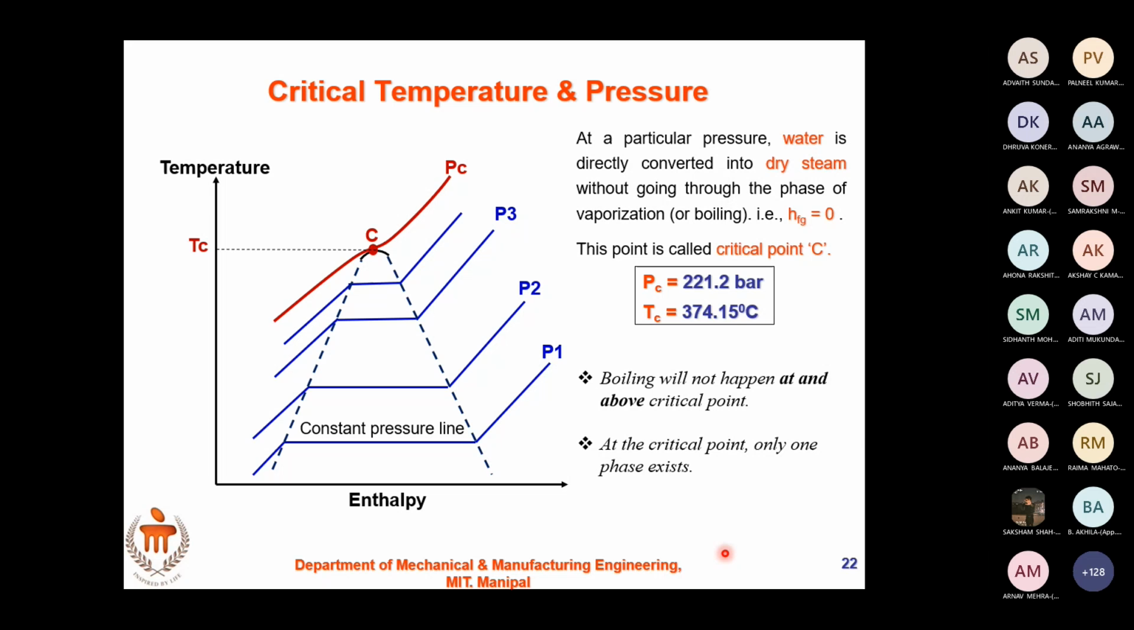Ma'am, at C, which phase exists? There is only one phase. Either it is water or vapor. So at the point C, what is it, water or vapor? At C, it's vapor only. Okay. Ma'am, this is for only one kilogram. The PC and TC we have got is only for 1 kilogram, but it's applicable for any amount of water.